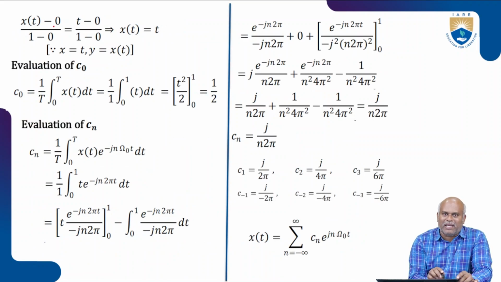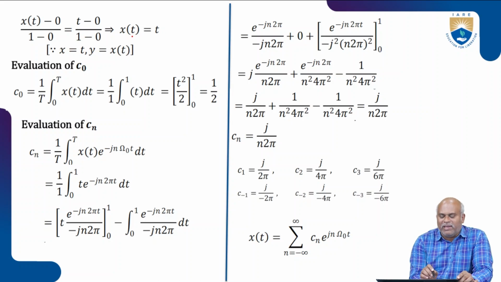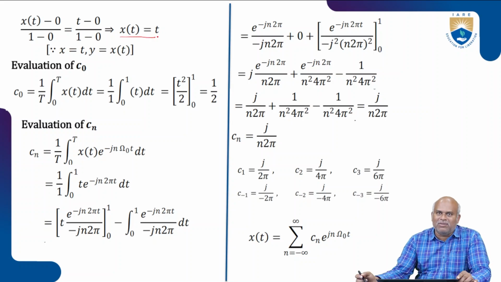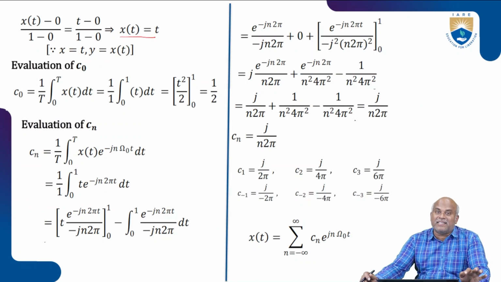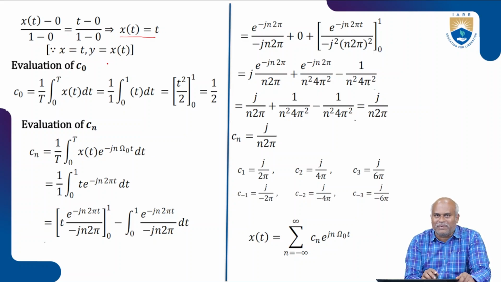The x of t minus 0 divided by 1 minus 0 is equal to t minus 0 divided by 1 minus 0. Now we got x of t is equal to t as a straight line equation. Now with this condition x equal to t, then y is represented as x of t.